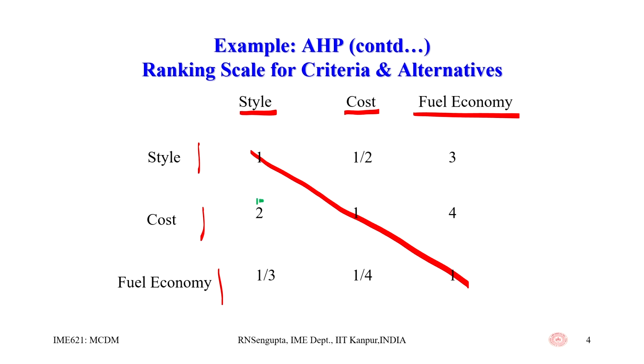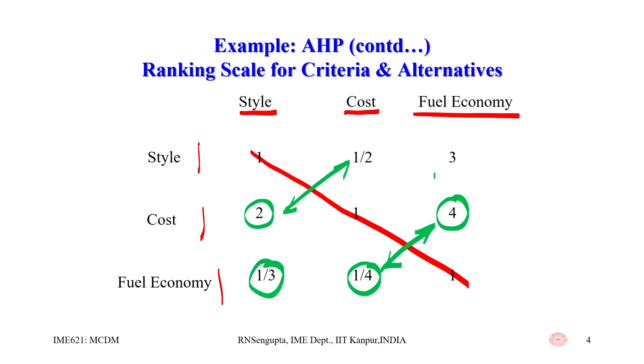So, cost to style, cost is twice, and obviously the reciprocal would be for style. So, cost is more important. For the same decision maker, if I consider cost to fuel economy, the ratio is basically 4:1/4. So, again I am marking in green, and the last one, if I consider fuel economy to style, the ratio is 1/3 to 3. So, these values of 3:1/3, 2:1/2, 4:1/4 all depend on the decision maker.